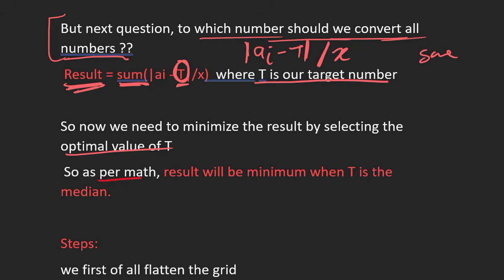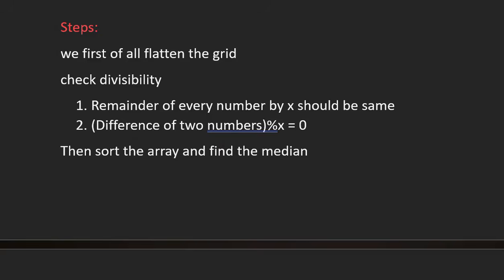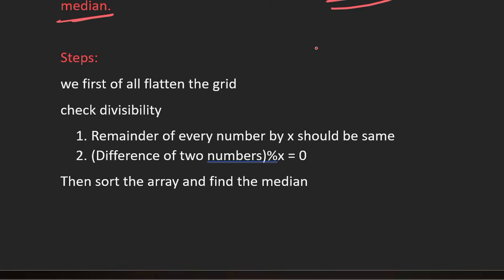And as per math results, this result will be minimum when t will be the median of all the numbers, right? So now we get two things. One is our feasibility check. So we know how to check whether it is feasible to convert all the numbers to a particular number or not. Second thing we get is our t value, that is the target value, that is the median of the numbers.